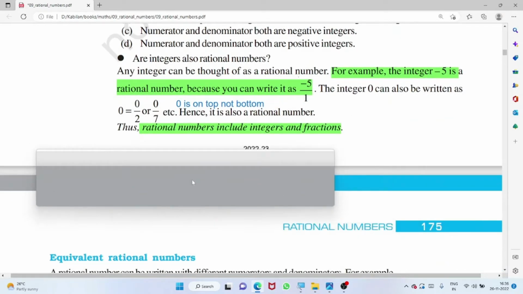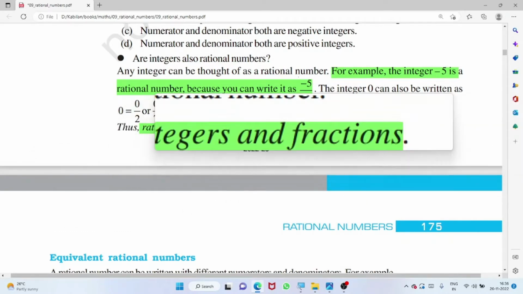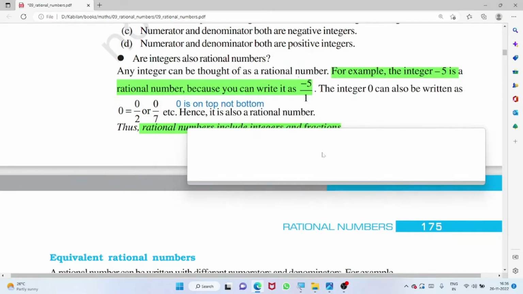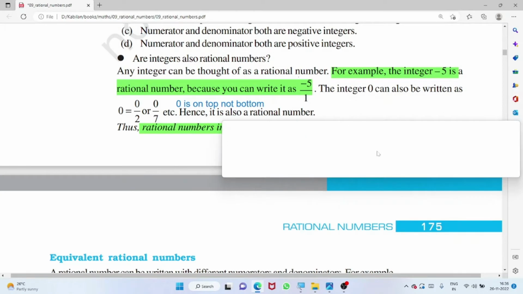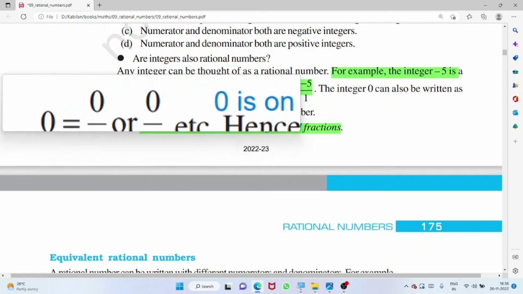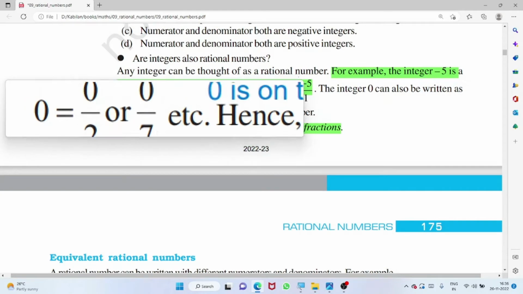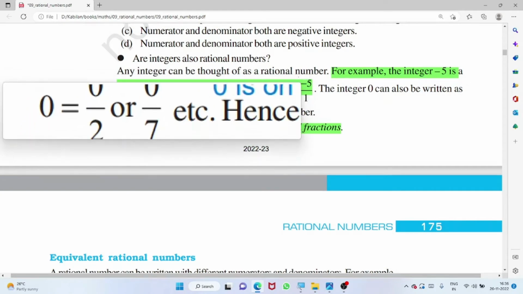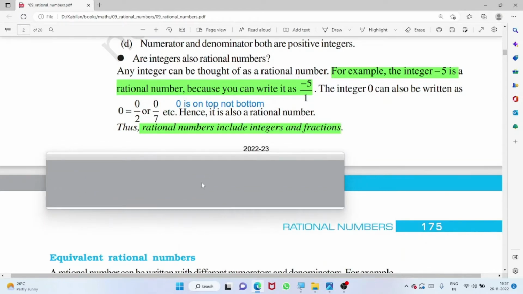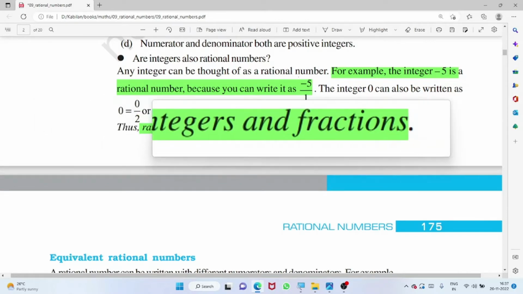See, any integer can be thought of as a rational number. So minus 5 can be written as minus 5 by 1. So this is also a rational number. The integer 0 is also a rational number because 0 can be written as 0 by 7. See, here 0 is on top, not at the bottom. So q should not be 0, but p can be 0. Okay, 0 by 7. So 0 is also a rational number. These rational numbers include integers and fractions.